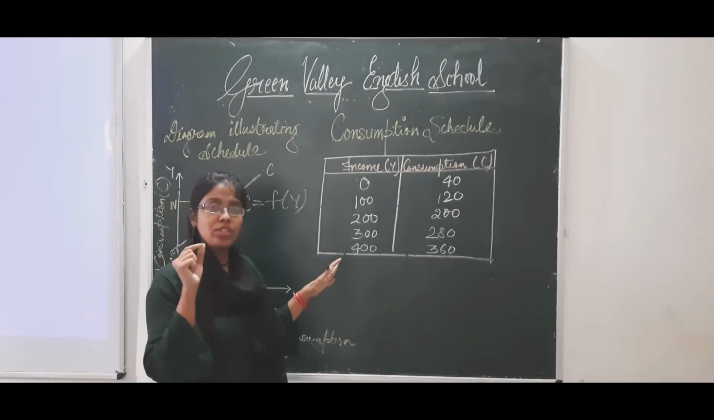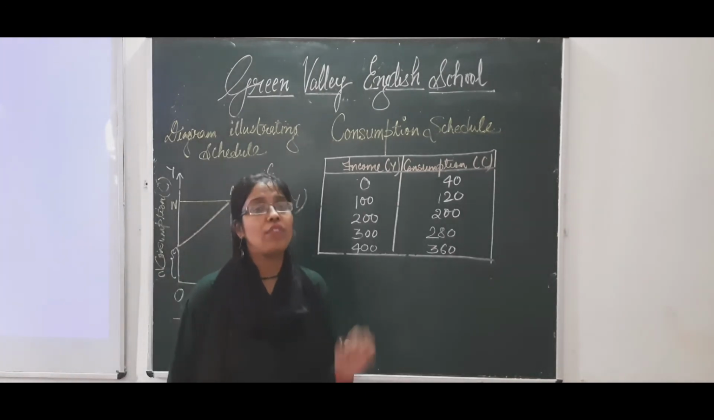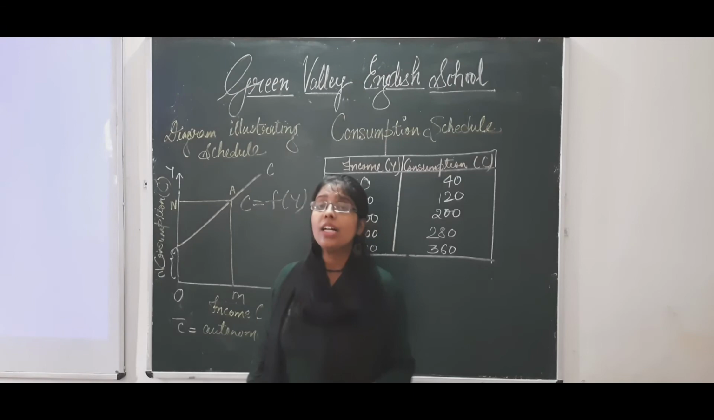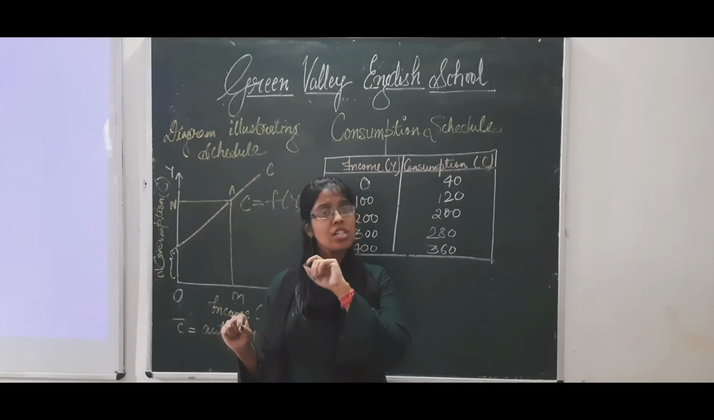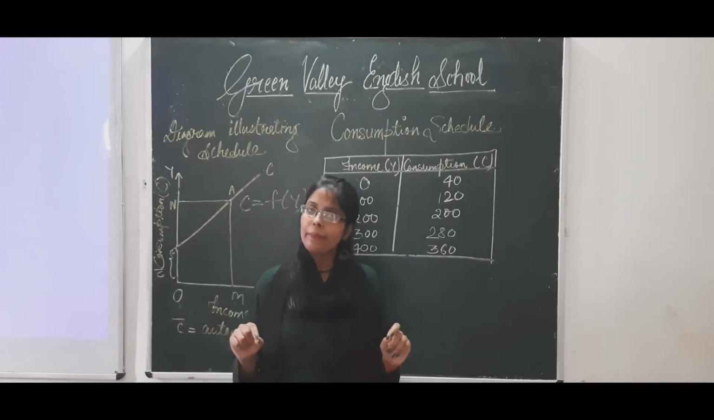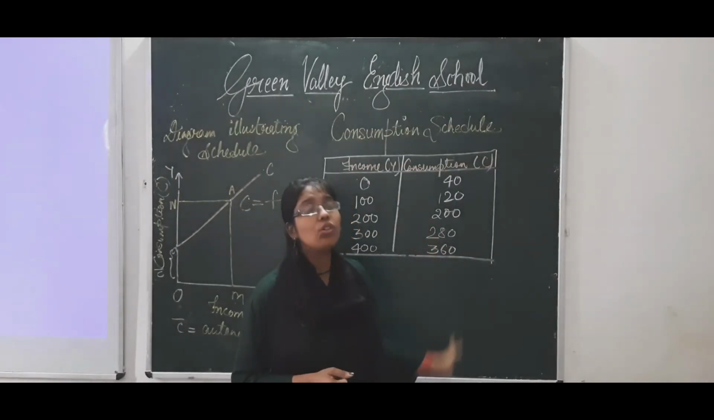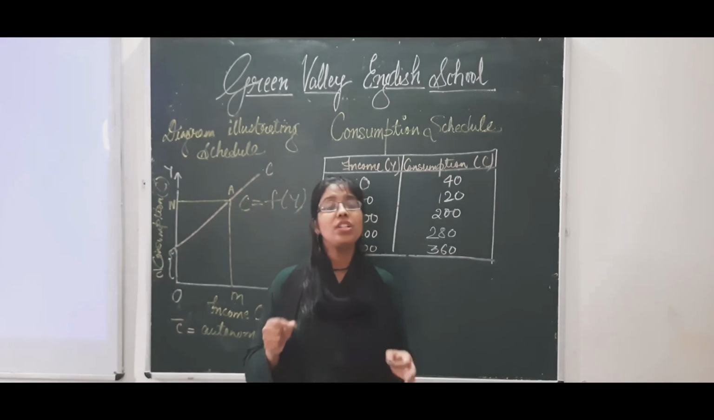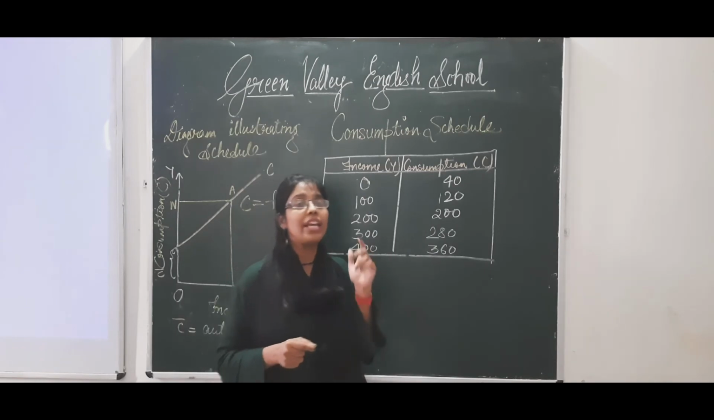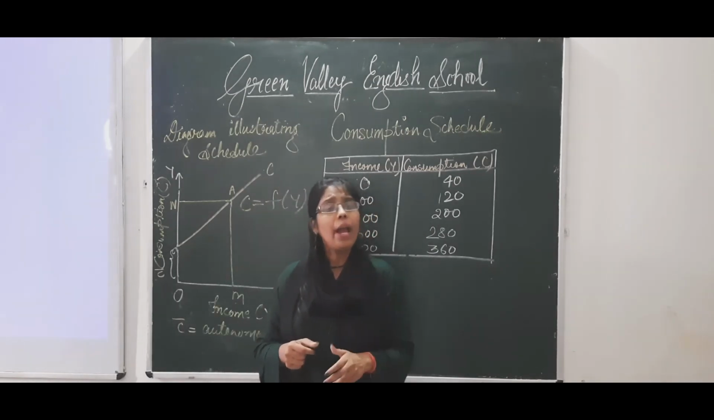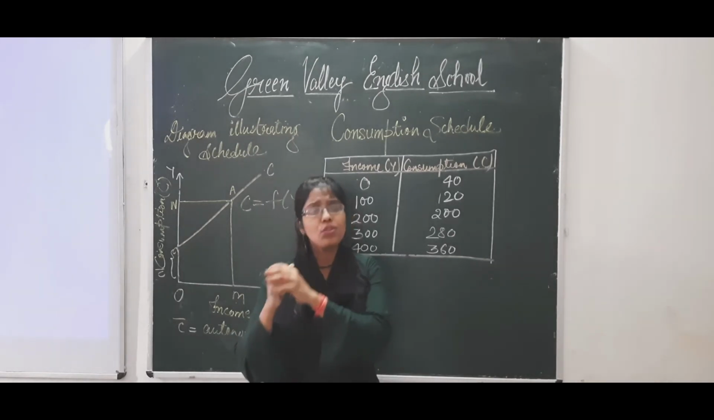So the important key point which you need to note down in your minds is that consumption function refers to a functional relationship between consumption and income, which is C is equal to f(Y). C is consumption, f is functional relationship, Y is income. Okay, clear? It is also known as propensity to consume. Consumption function also refers to propensity to consume, students, and there are two types: APC, average propensity to consume, and MPC, marginal propensity to consume. That I will be telling you in the next video.